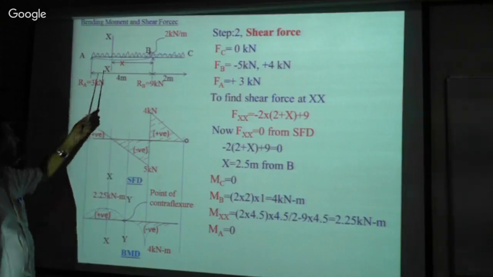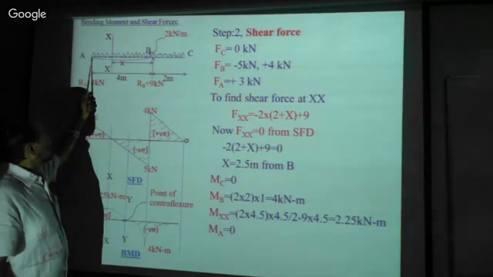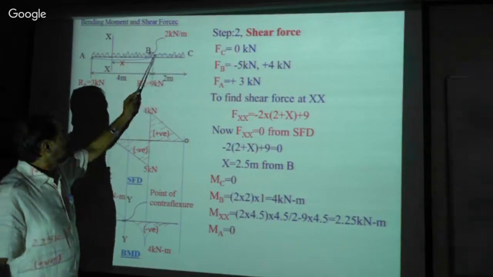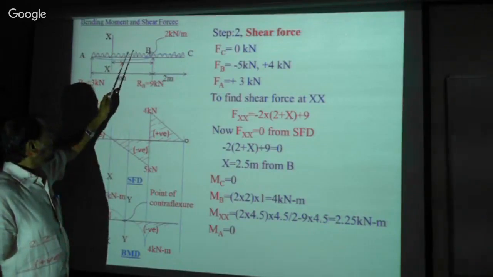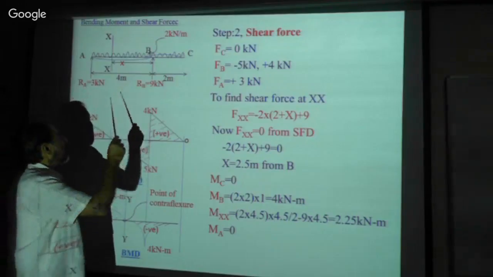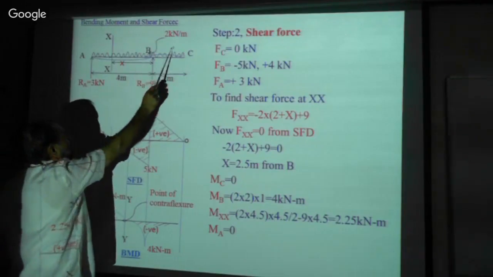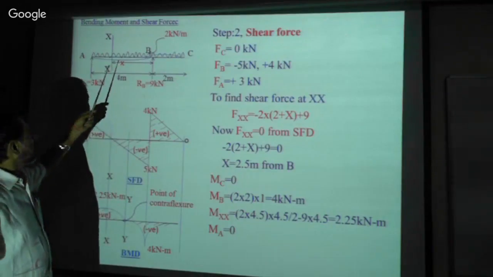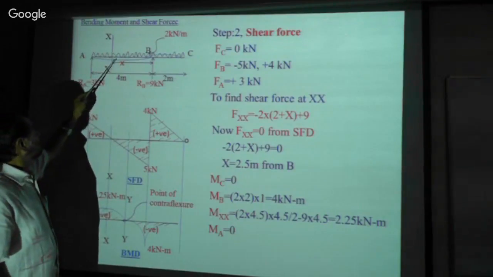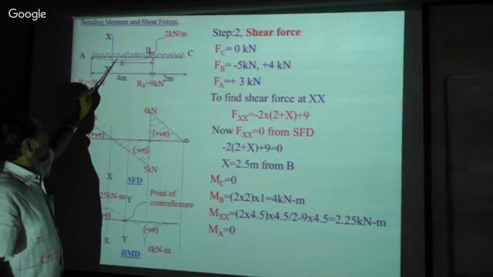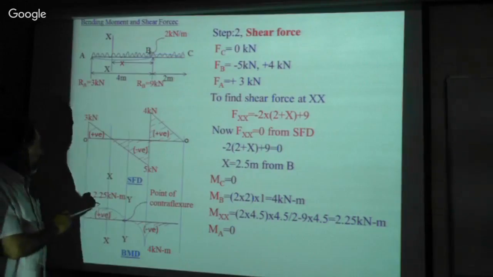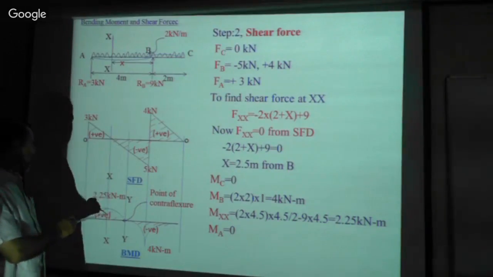Now, for this loading, the bending should be in this shape only, isn't it? Only in rare cases there is a possibility that it may come hogging throughout. That we can address at a later stage. Whereas here, it is a positive bending moment, a sagging bending moment. And this is the hogging bending moment, which is negative.